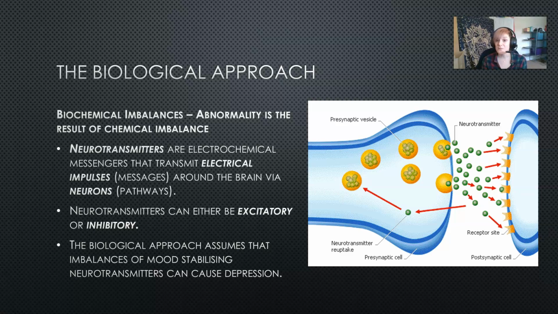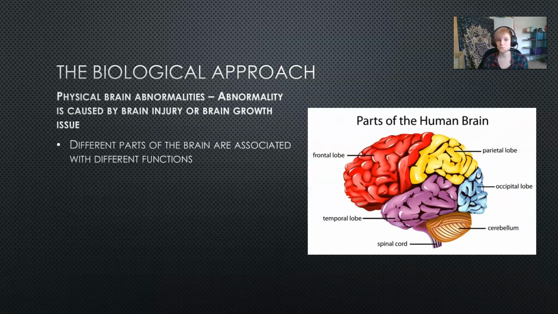With addiction, we can see imbalances in the neurotransmitter dopamine as a result of taking psychoactive drugs or engaging in other addictive behaviours. The second assumption is that psychopathology is caused by physical brain abnormalities. So abnormality is caused by brain injury or by a brain growth issue.